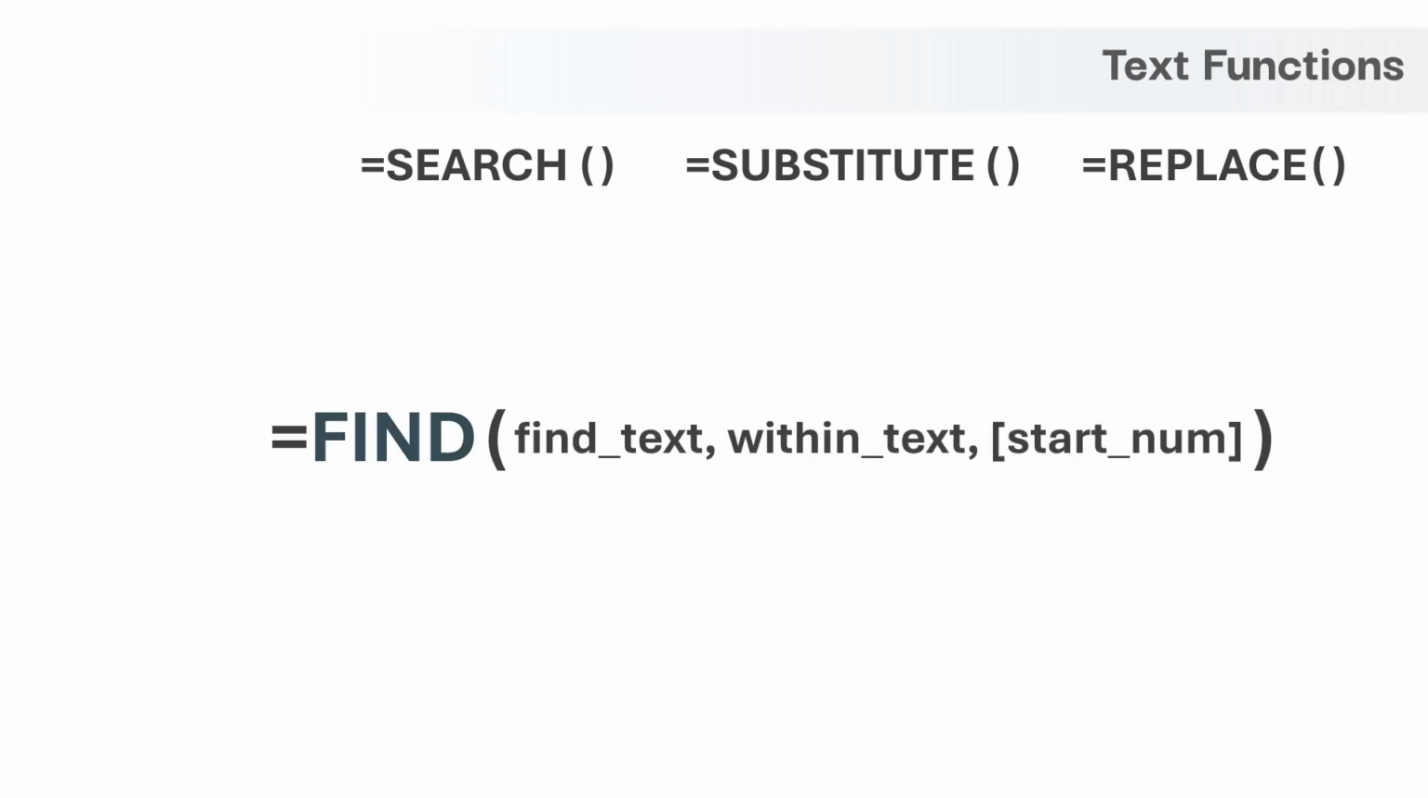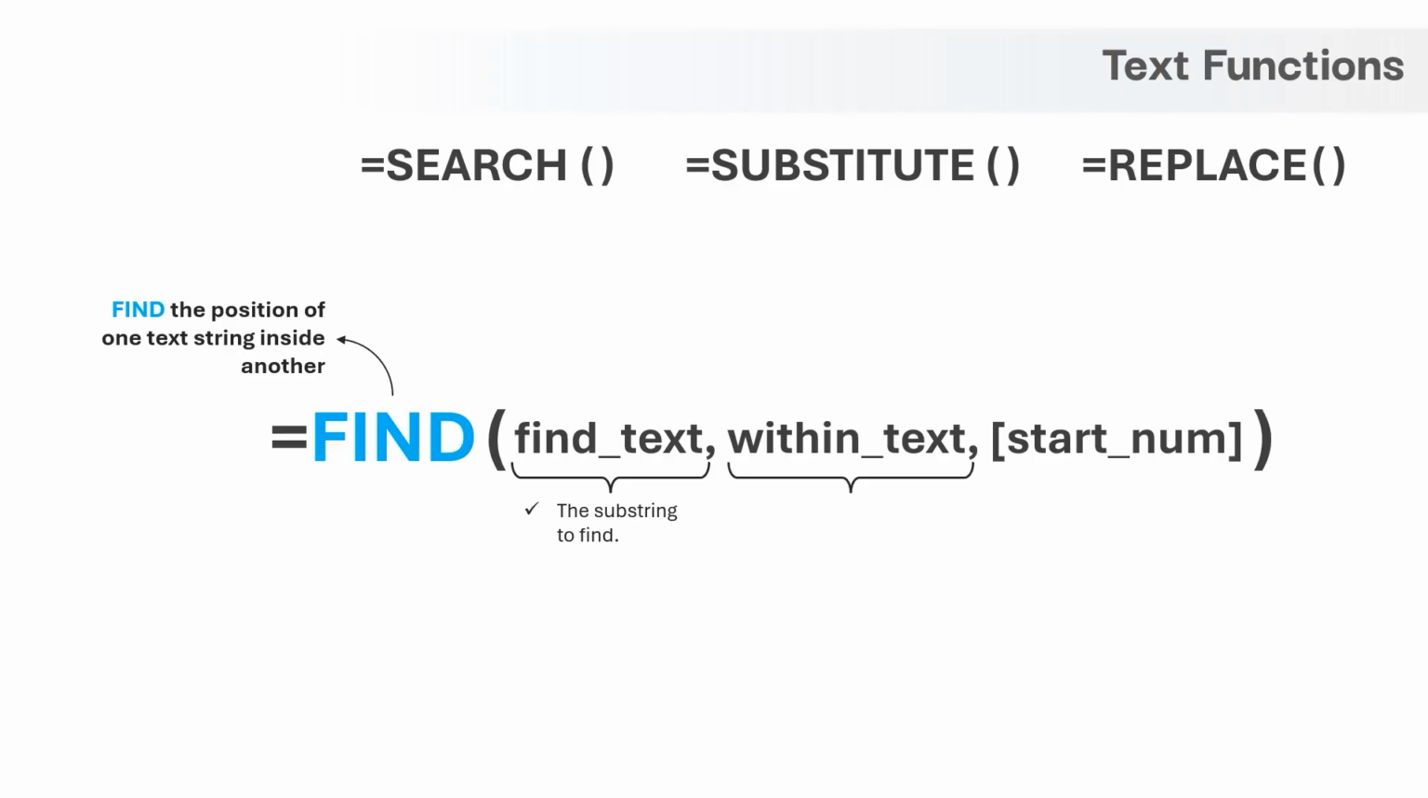The function name find just means to find the position of one string inside another text. And of course, the arguments are also designed in the same way. The first argument is find text and it is the substring to find. Next is within text. Obviously, it's the main text into which we search for the substring. And the last argument is start num and it specifies the starting position in the text from which we need to start searching for the substring.